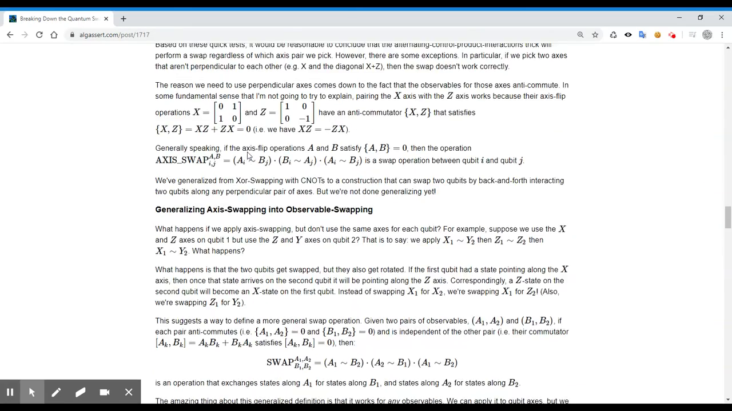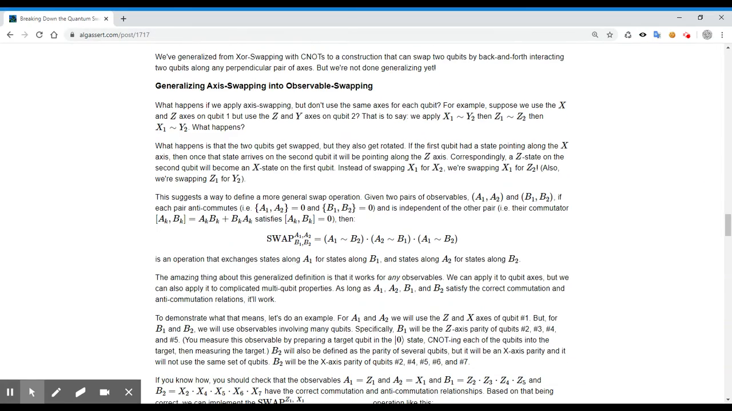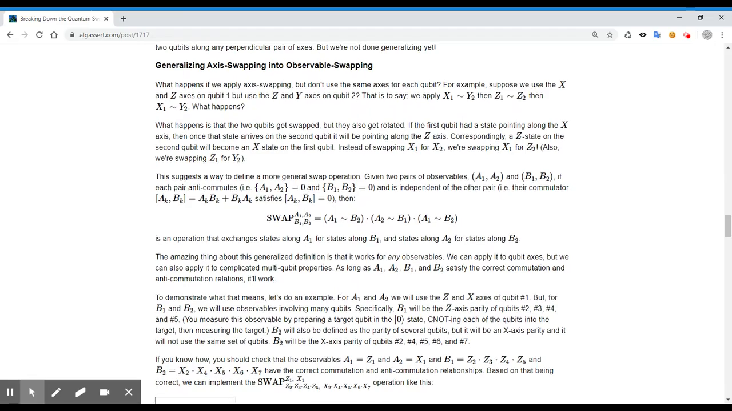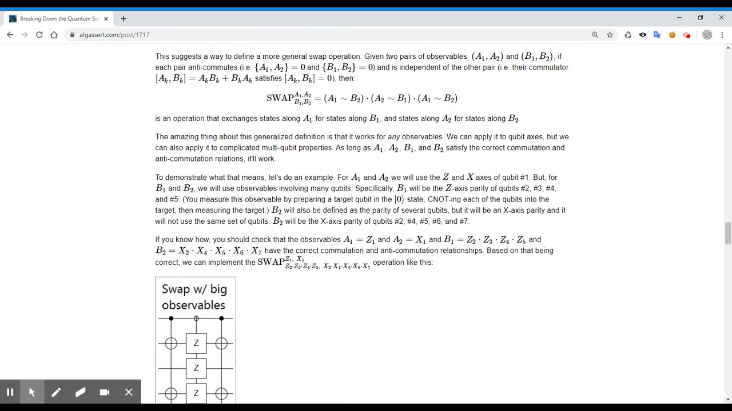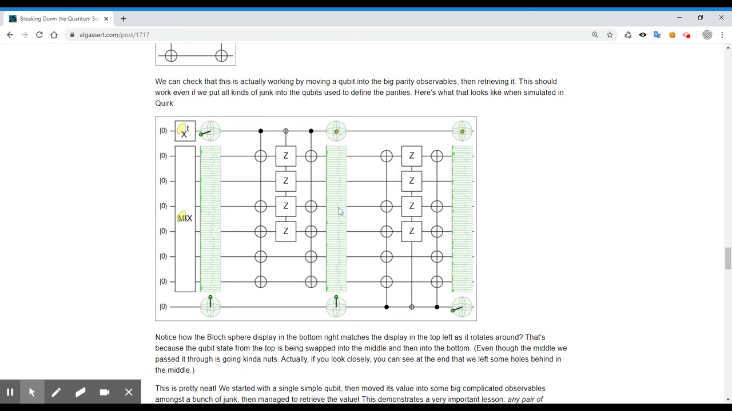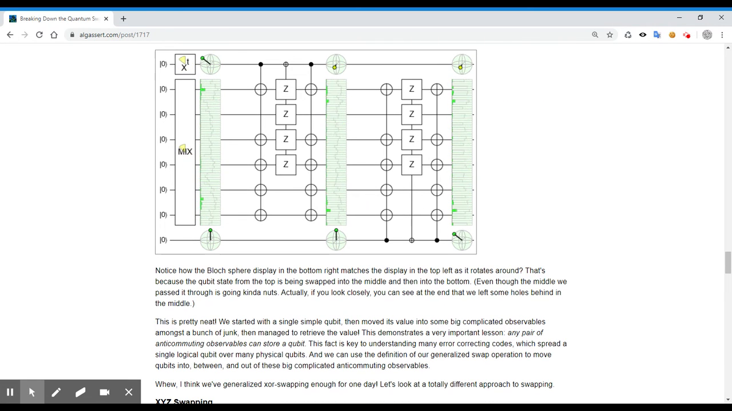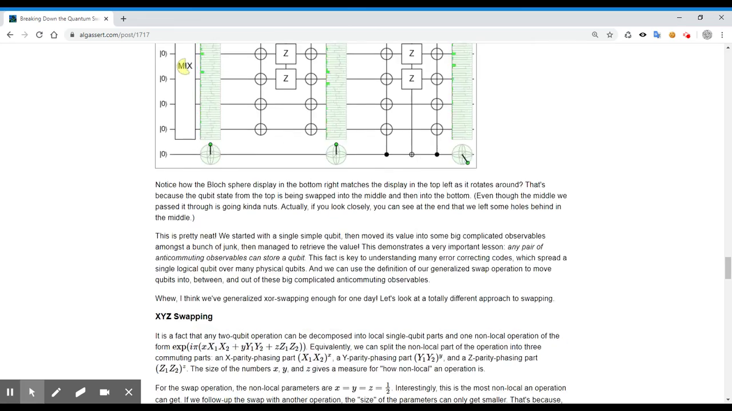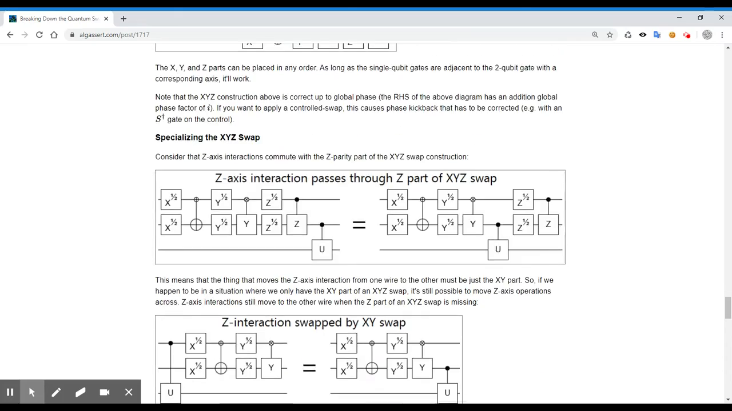Good. So the second part, here we go. Generalizing axis swapping into observable swapping. I'm curious, now that I know more about observables, maybe that's going to help. There's some fancy animations in here. Maybe that's going to help me understand exactly what this is all about.